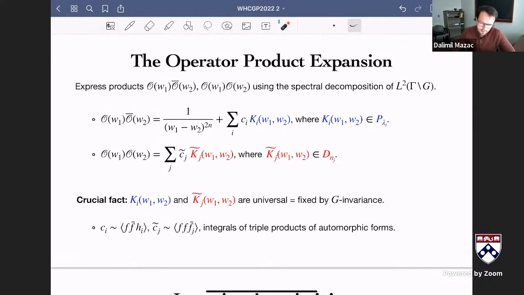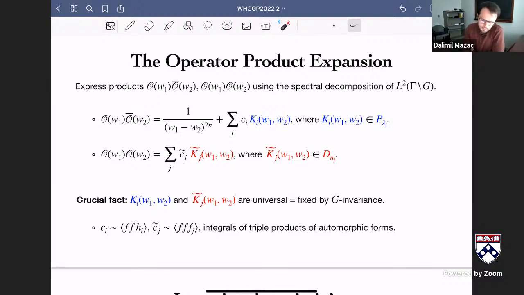Okay, so I already said the word OPE, but what exactly do I mean by it? The OPE is the idea that you can take a product of two of these local operators and use a spectral decomposition in L²(G mod Γ). Each O for some fixed W1 is a function on G mod Γ, as is O bar of W2. So this product, I'm suppressing the dependence on G, is also a function on G mod Γ. So I can use a spectral decomposition of this space to express it.